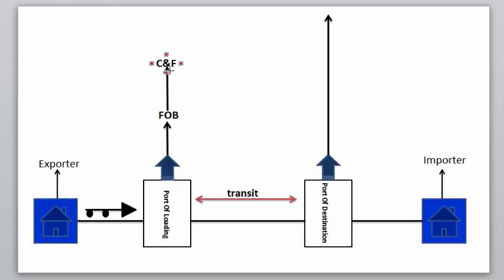That is, you are going to deliver the stuff to the port of destination. You understand? So you are going to deliver the goods to this particular point. Right from the port of destination, the ownership and the risk now transfer to the importer. Now the risk has been transferred to the importer.